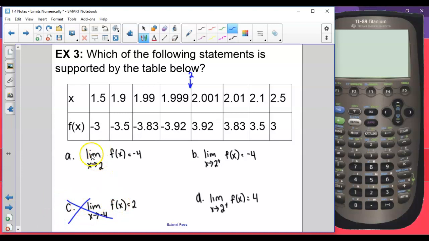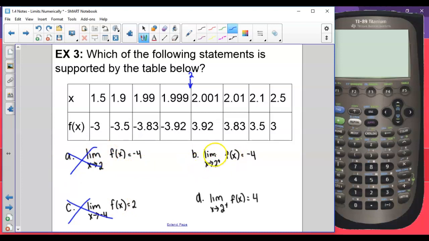So the first statement says that the limit as x approaches 2 of f of x equals negative 4. And from the left-hand side, the numbers below 2, this appears to be true. Those numbers are getting closer to -4. However, from the right side, it appears that we're not approaching -4, but rather +4. So this is a double-sided limit because we do not have a plus or a minus behind the 2 here. So we're going to throw A out.